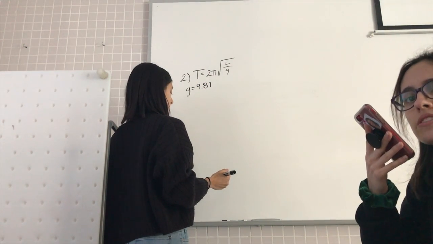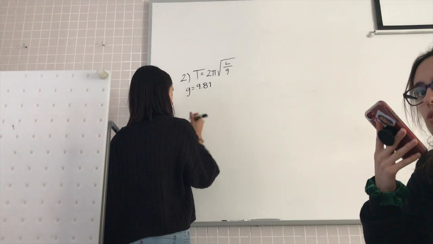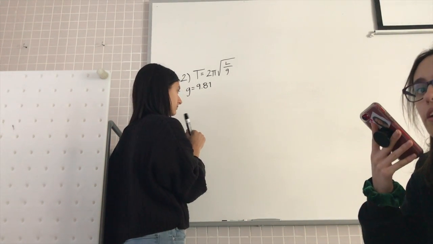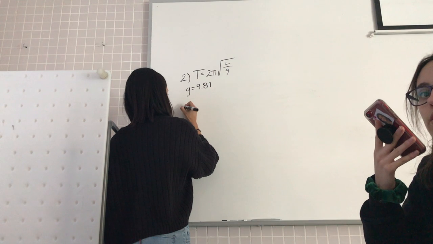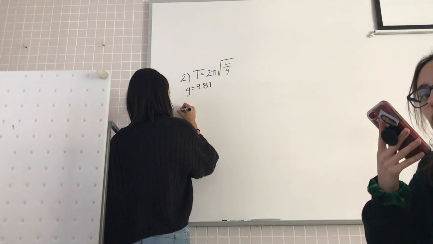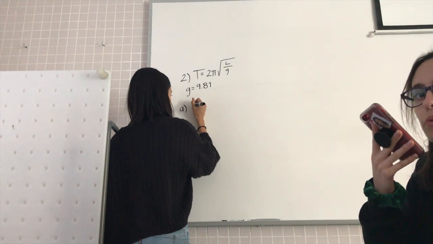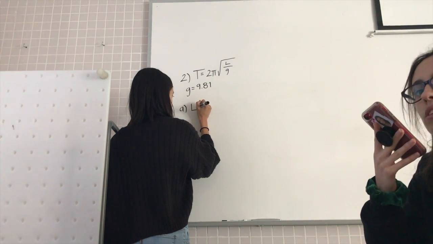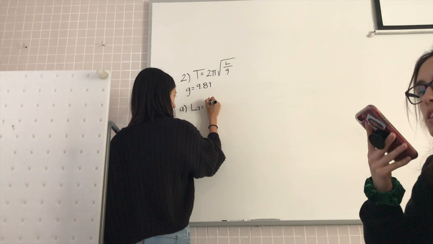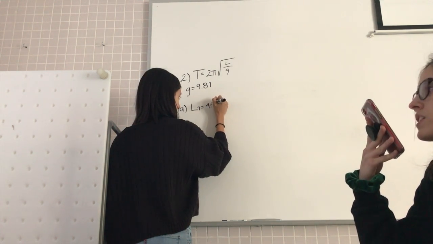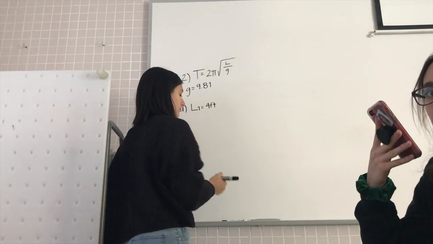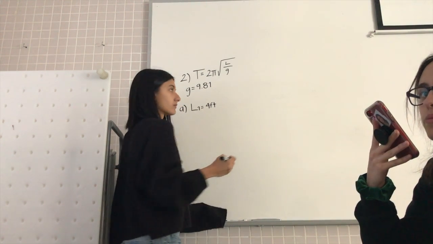The pendulum has been subjected to an increase in temperature such that the length has increased by 0.5%. This means that it has increased by 0.5%. Letter A says to find the change of the period of the pendulum if the original length is 4 feet. This means that L1 is 4 feet, and we need to find L2.